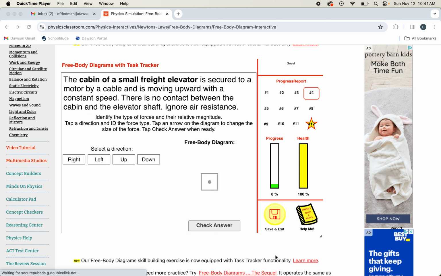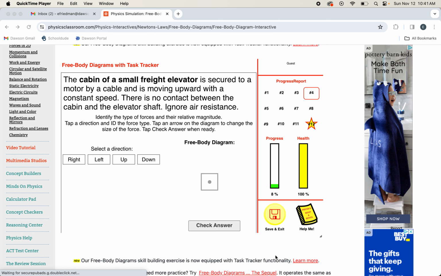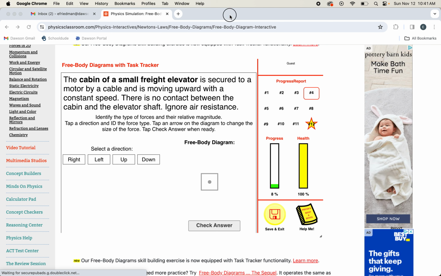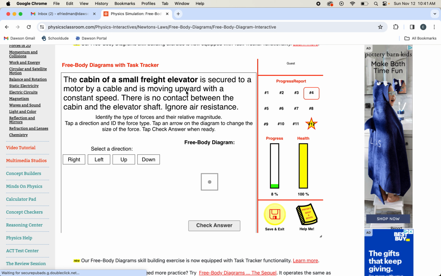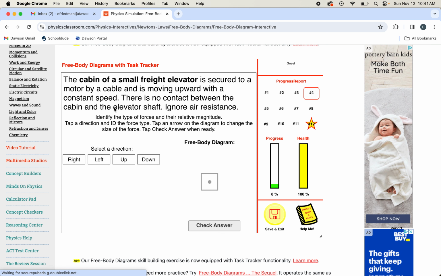Let's do a couple quick examples of these free body diagrams on this simulation, just to make sure you understand what's going on. So let's take a look here. What we have is the cabin of a small freight elevator secured to a motor by a cable, moving upward with a constant speed. There is no contact between the cabin and the elevator shaft, and ignore air resistance.